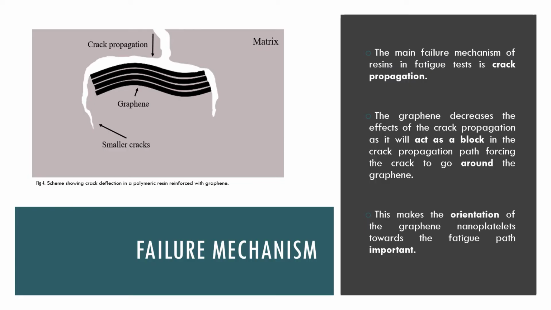In the article, we were able to conclude that the main failure mechanism in resins was crack propagation. So, in a resin reinforced with graphene, as the crack propagates in the matrix of the resin, it will eventually hit the graphene. This will force the crack to go around the graphene, creating smaller cracks and decreasing its energy. This is why the orientation of graphene is important, since graphene oriented towards the crack tip will force the crack to steeper angles and thus have a stronger effect in decreasing its energy.